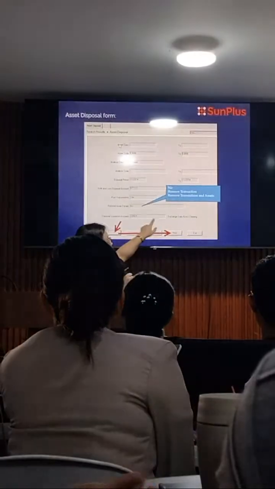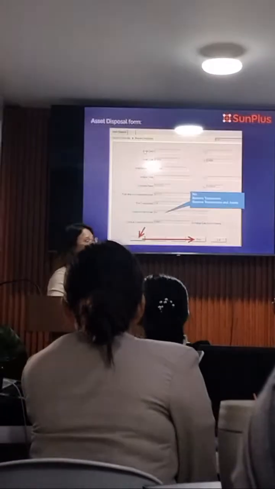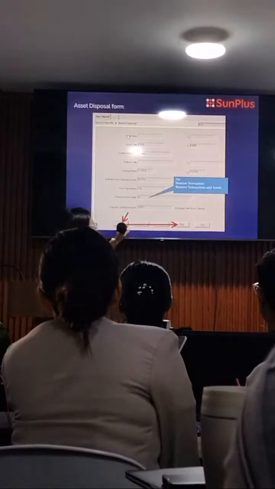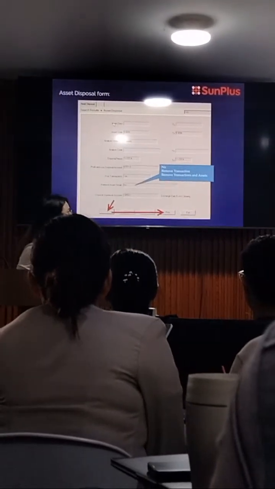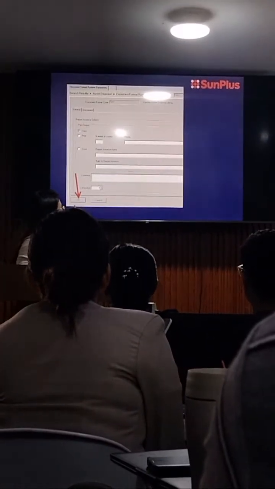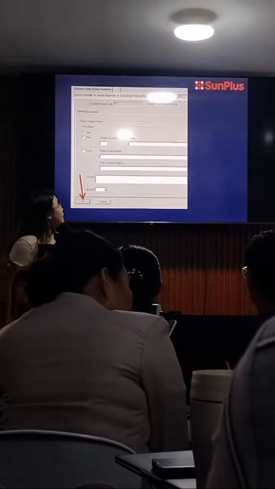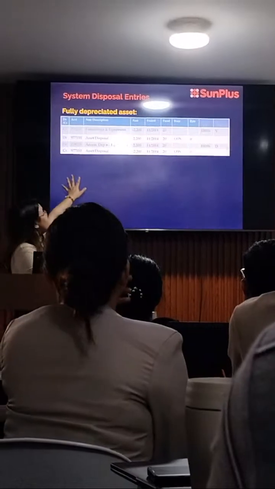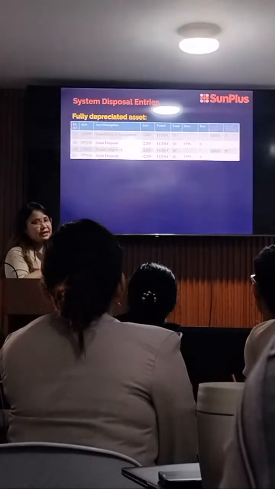So, remove asset details, no. Disposal suspense account, 88581. That's just a clearing account na we're not using. Okay, and print. Okay? Tapos, finally, click OK here, and the system will post this for you. This will be your disposal entry.